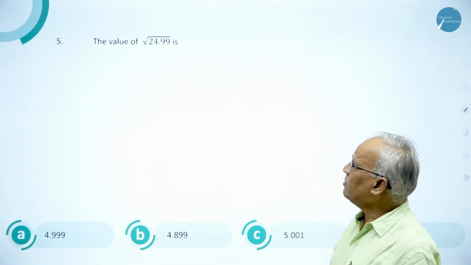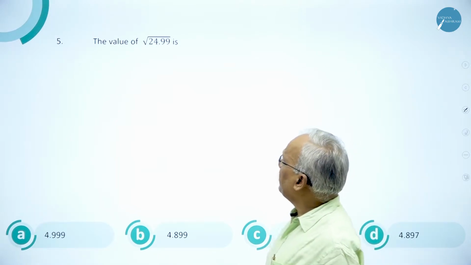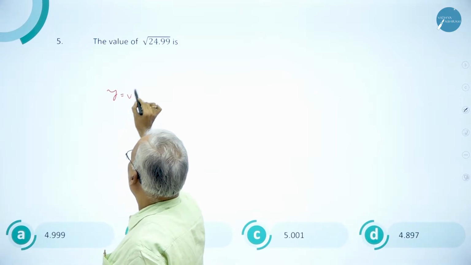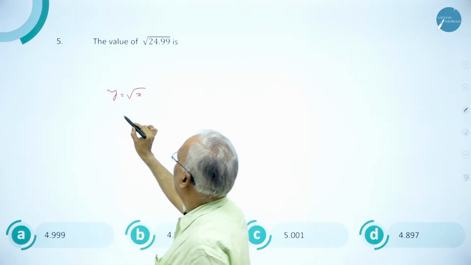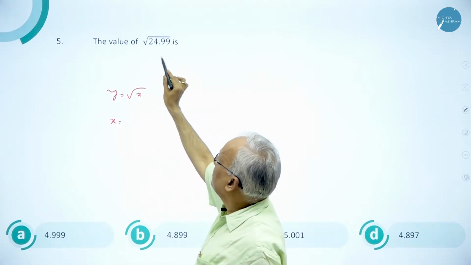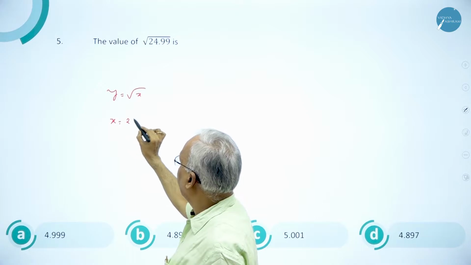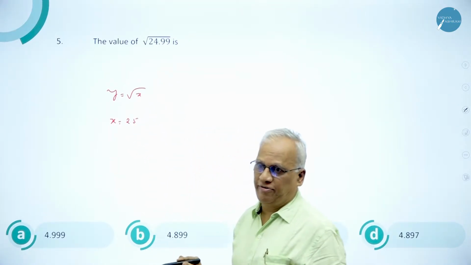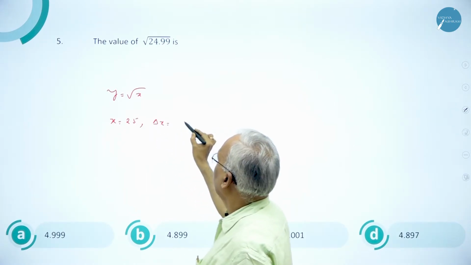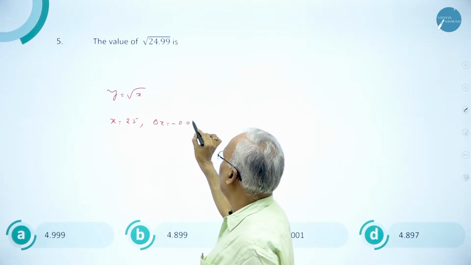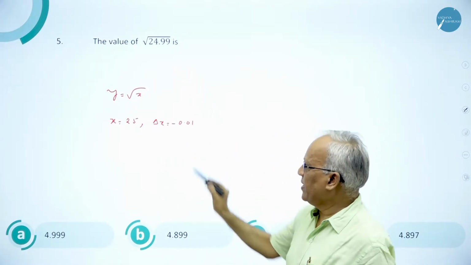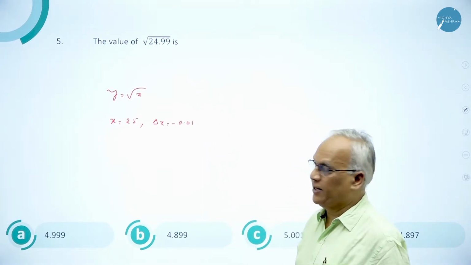Next question. The value of square root of 24.99. So, you have y is equal to square root of x, where x is equal to the nearest perfect square you take. What is the nearest perfect square for this? 25, because it is very close to 25. And change in x, delta x, is minus 0.01. When you add these two, you get 24.99. So, x plus delta x is 24.99.